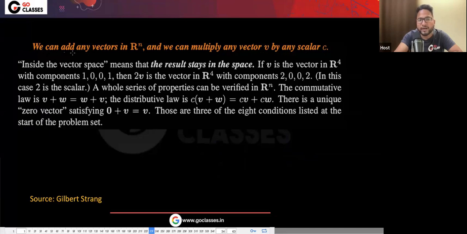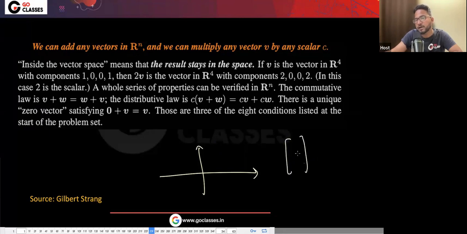Okay. So we can add any vectors in Rn and we can multiply any vector V by any scalar C. So we have seen that we can add any two vectors, right? And then still the same vector, if it is R2, then obviously since R2 contains all the vectors of this two dimension, right? Two-dimensional vector R2 contains all the vectors. So if you take any two vectors here and if you add them, will the resultant vector be then R2? Tell me. Obviously, yes, right?